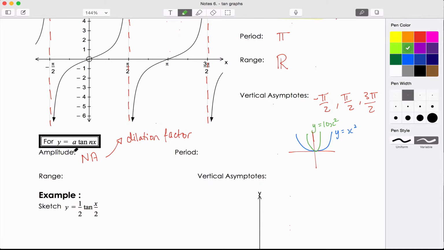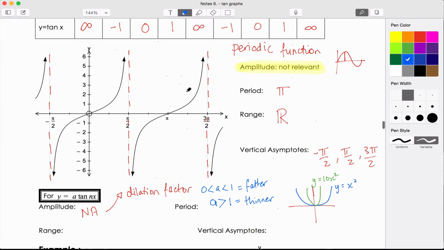So going back to our tangent graph, if we have a number for a between 0 and 1, then we have a fatter graph. So this is a fraction. Fraction means fatter. Fraction or a decimal. If a is greater than 1, then we end up with a thinner graph.